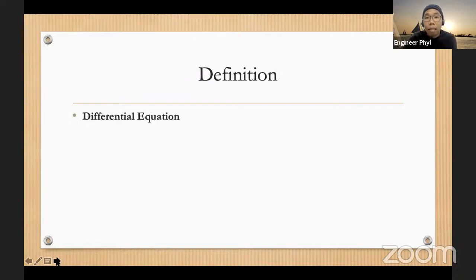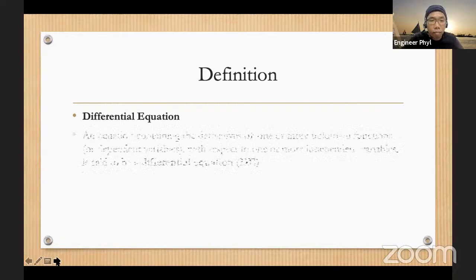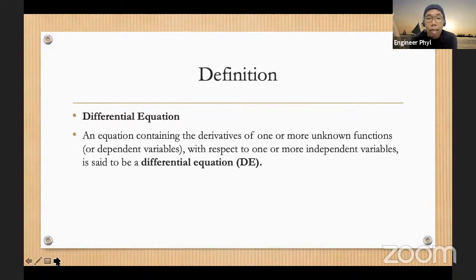So what is a differential equation? A differential equation is an equation that contains derivatives of one or more unknown functions. This unknown function is also known as the dependent variable, with respect to one or more independent variables.